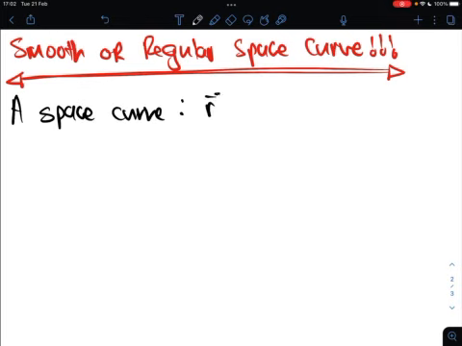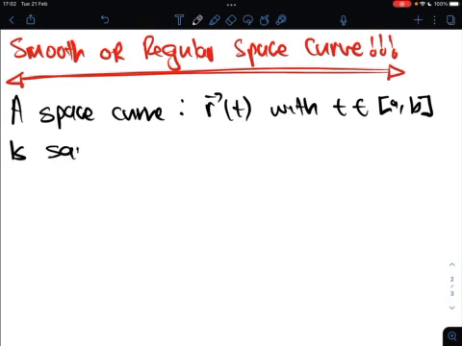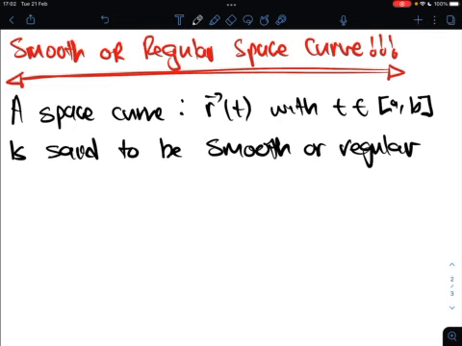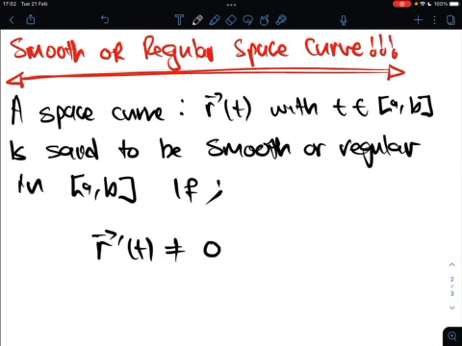So a space curve r of t, with t belonging to some interval, which I'll just define now as some interval AB, is said to be smooth or regular in AB if the derivative of the space curve is not equal to 0 for all t elements of the given interval. You see? So that's what we mean when we say a space curve is smooth.